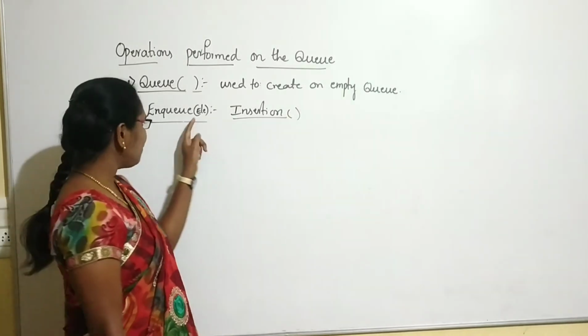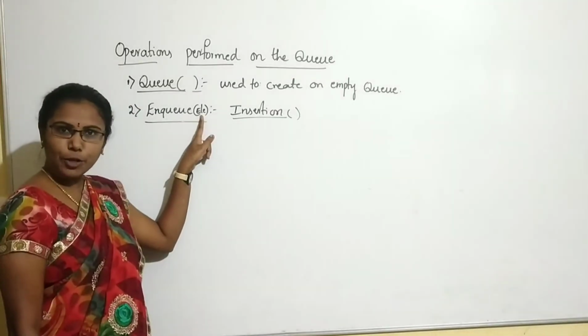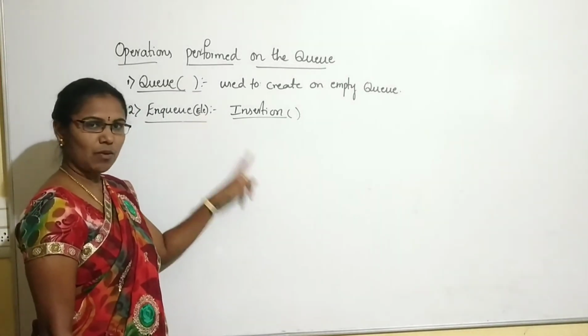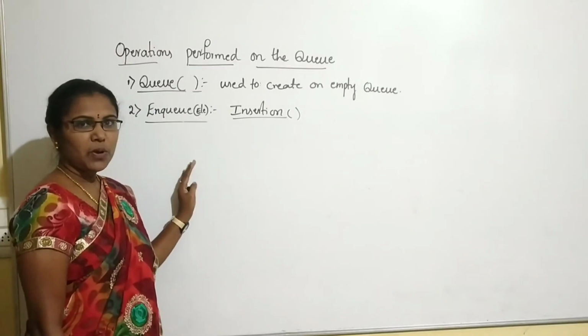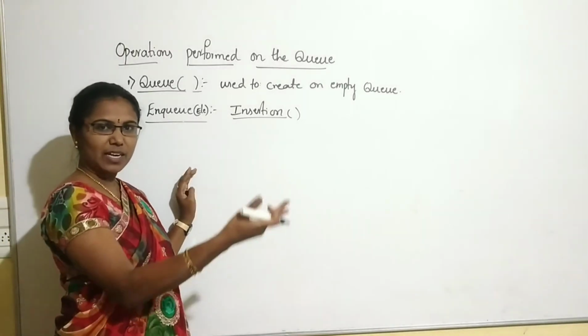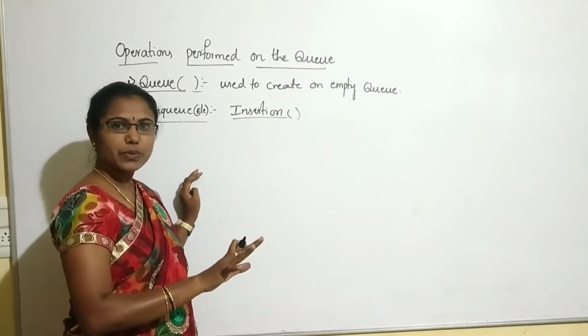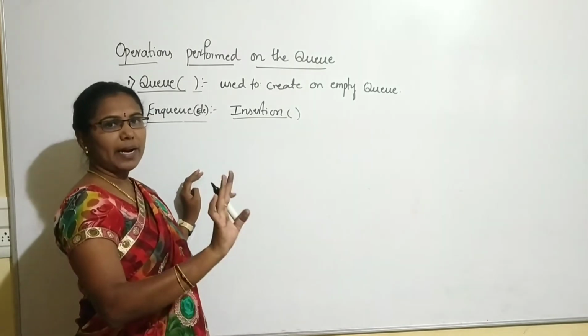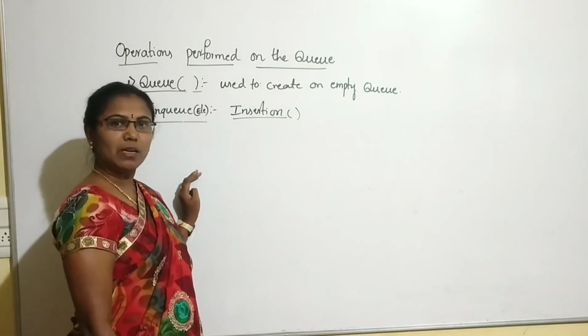Clear? This function has an argument, but it does not return any value. Whatever element we give, that element is inserted into the queue using the rear end, and so it does not return any value to the program.